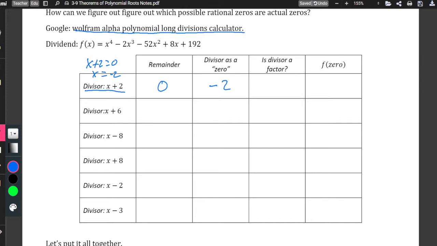Is the divisor a factor? Well, since we do not have a remainder, that means yes. And because it is a factor, and because we have a remainder of 0, that makes it a 0. So when we plug our value in, -2, we'll get 0 back out.